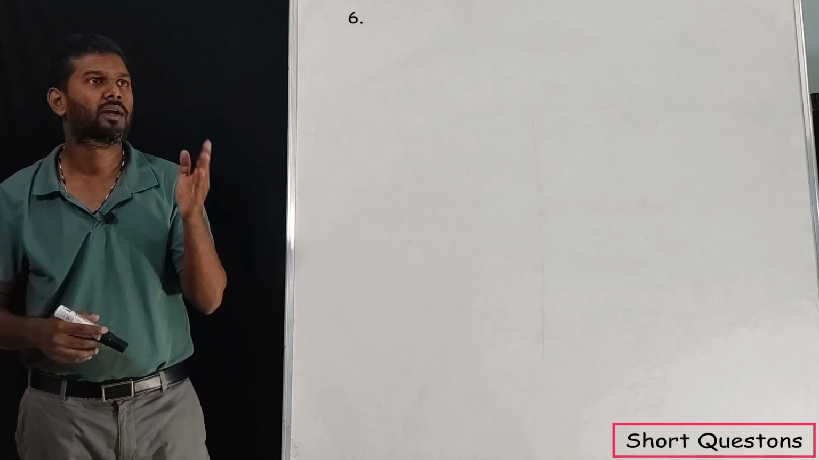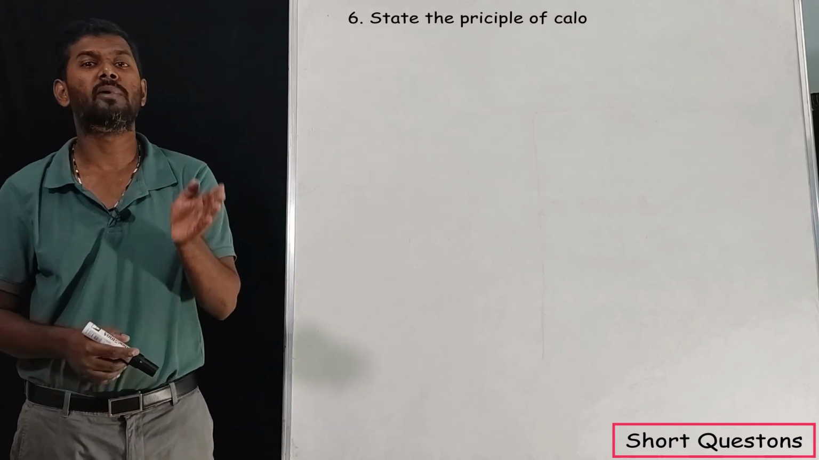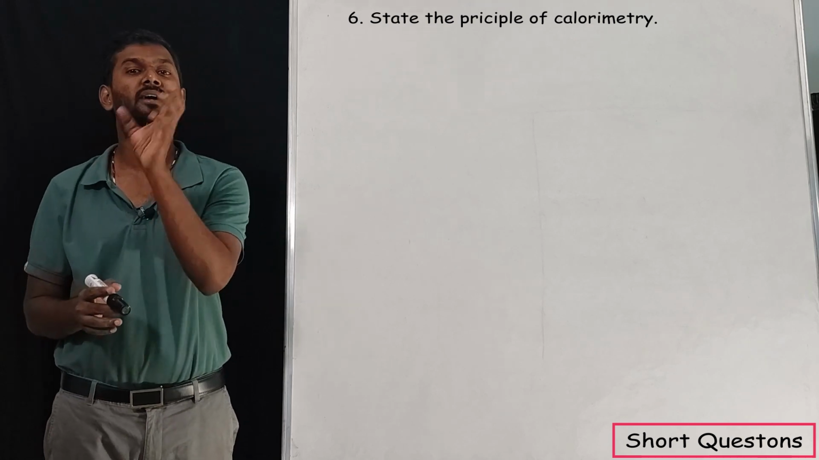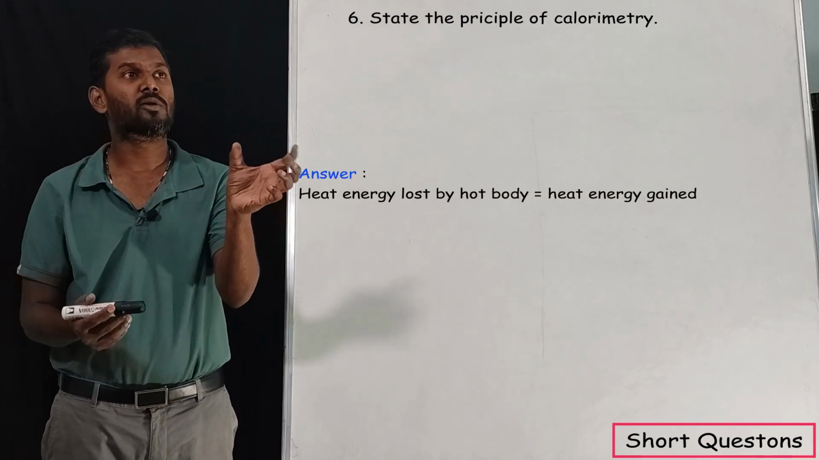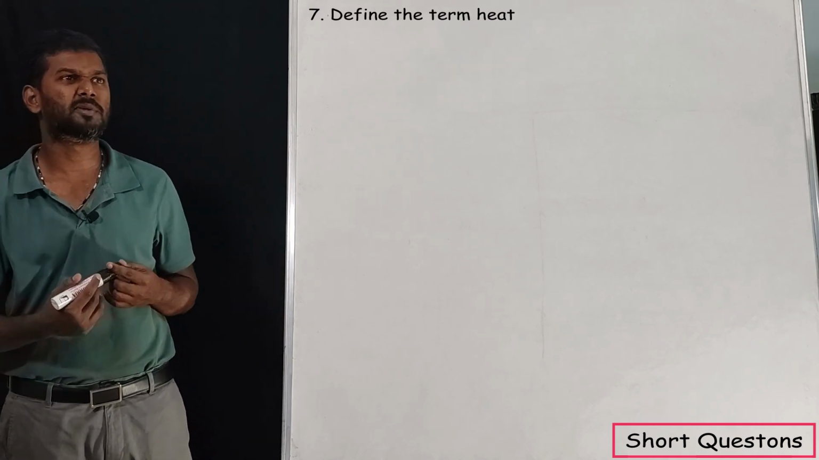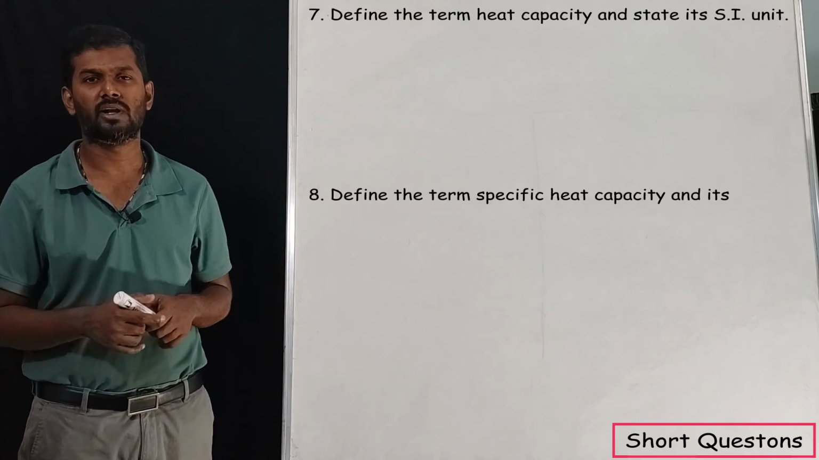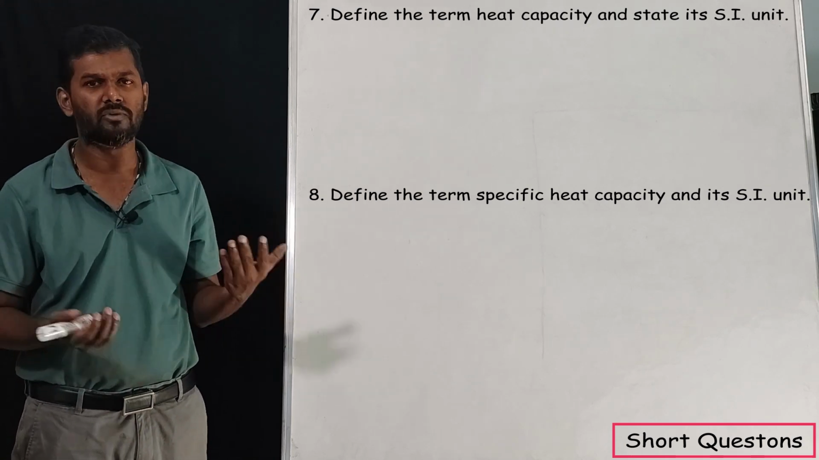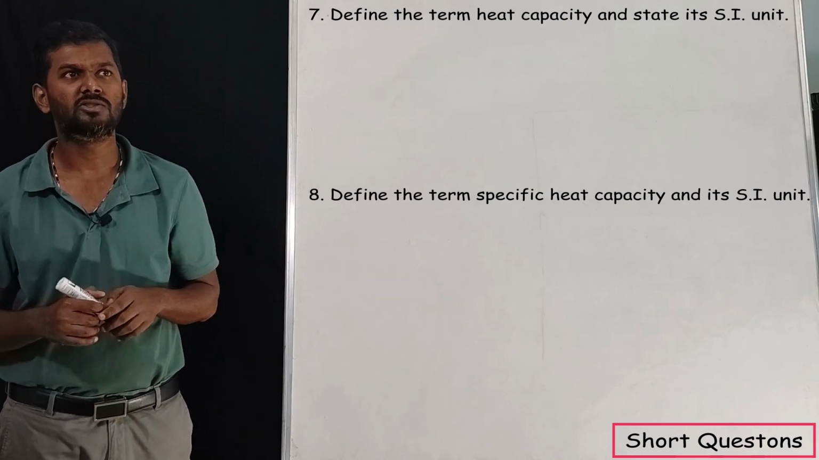Our next question: define calorimetry. See, calorimetry is different, calorimeter is different. Keep that in mind. Calorimeter is a vessel. Calorimetry is a procedure. Our next question: define the term specific heat capacity and its SI unit. Listen, the specific heat capacity definition we have learnt in the concept video itself. Here I'll teach you the SI units.